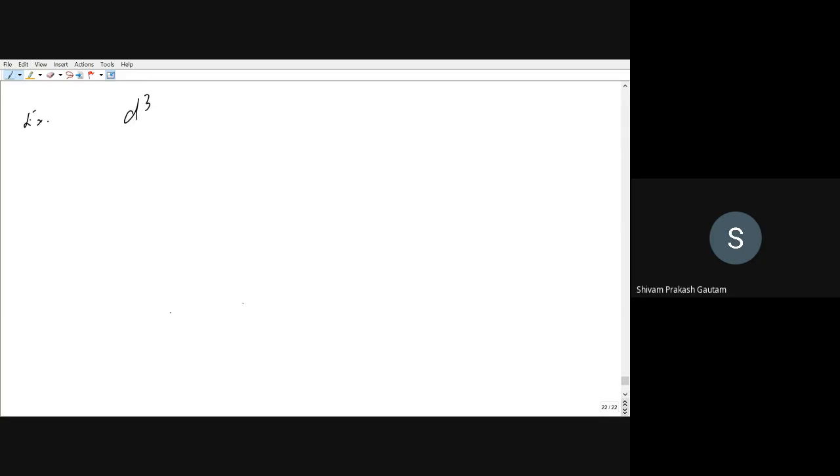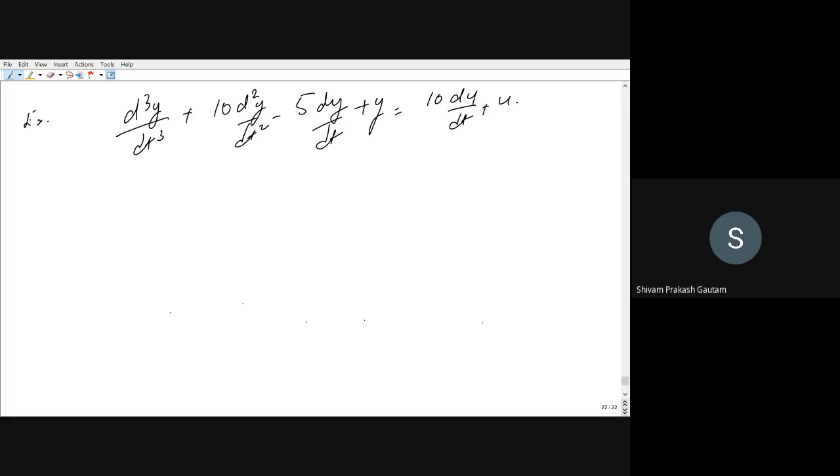Let us consider a differential equation, that is d3y by dt cube plus 10 d square y by dt square minus 5 dy by dt plus y will be equal to 10 du by dt plus u. What you have to do is find the transfer function of the system such that y(t) is the output and u(t) is the input. Have you got the question? You have to calculate the transfer function.